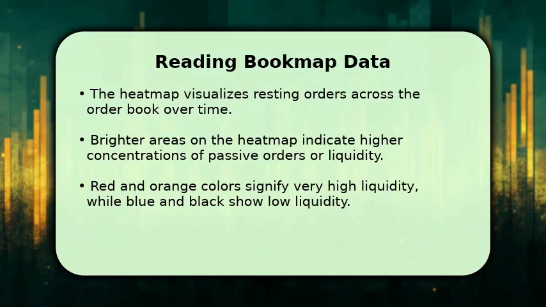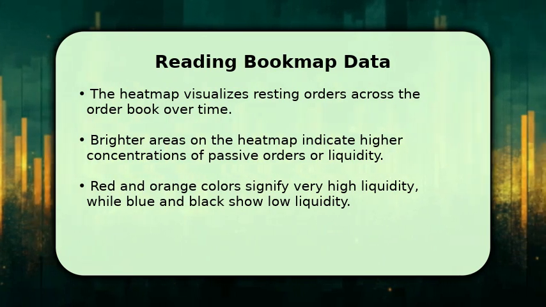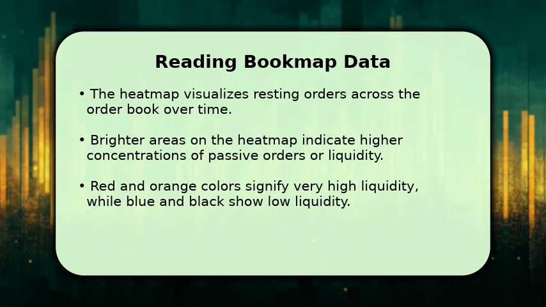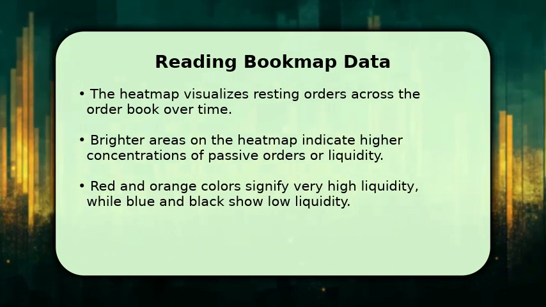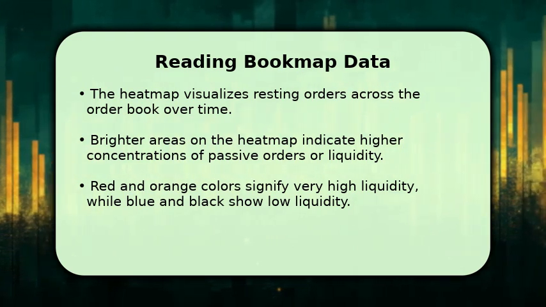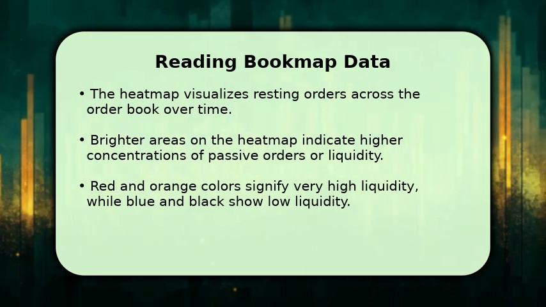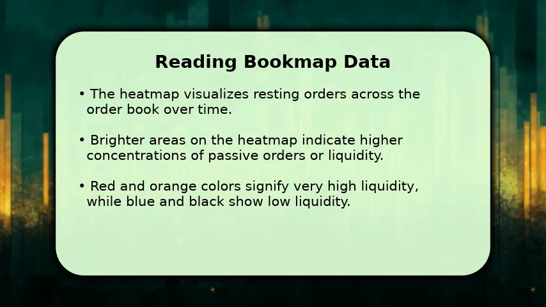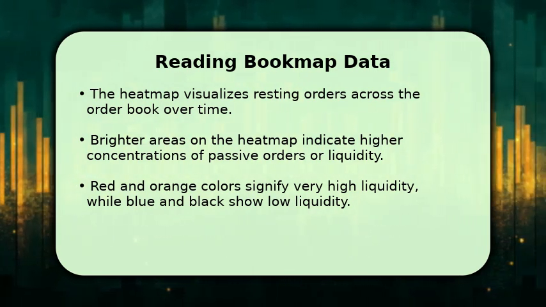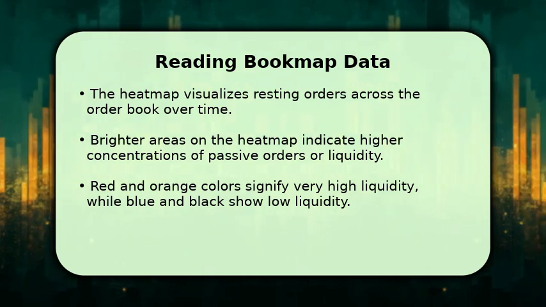Understanding Bookmap's visuals is key. The heat map displays resting orders across the order book, showing market depth over time. Brighter areas on the heat map signify higher concentrations of passive orders, indicating significant liquidity. Specifically, red and orange colors represent very high liquidity, while blue and black denote lower liquidity. Additionally, volume dots on the chart illustrate the size of each individual trade, offering further insight into market activity.